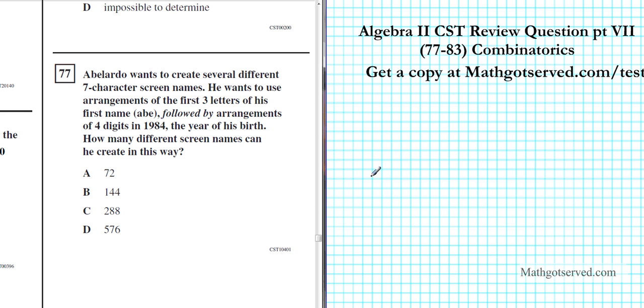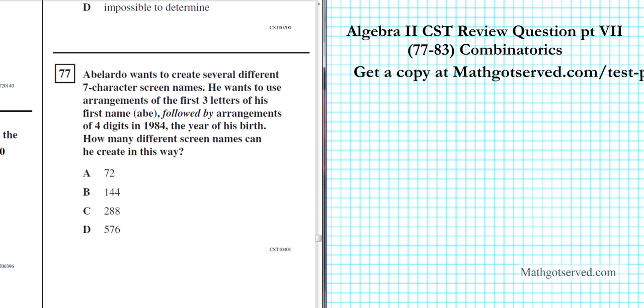Good day, students. Welcome to part 7 of the Algebra 2 CST review. We're going to be going over questions 77 through 83 in this installment, and it's focusing mainly on combinatorics, okay, permutation, combination, the binomial theorem, Pascal's triangle, all this cool stuff.